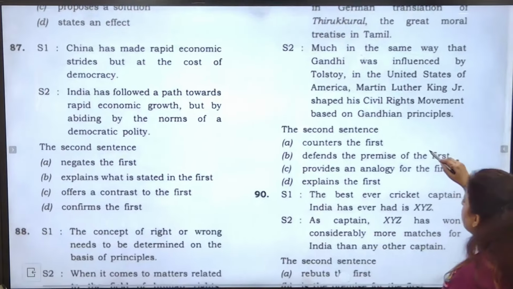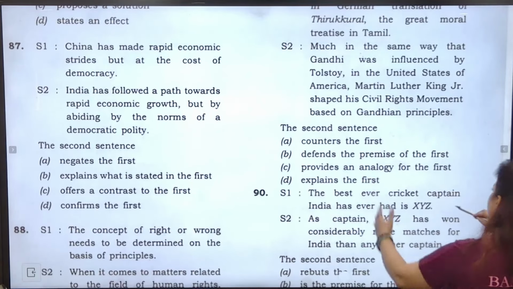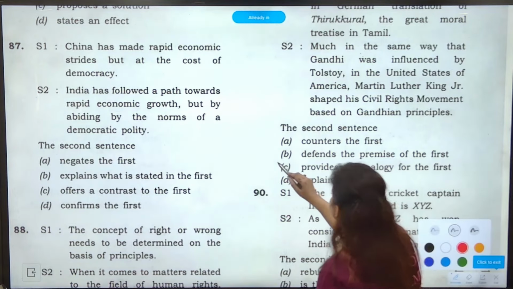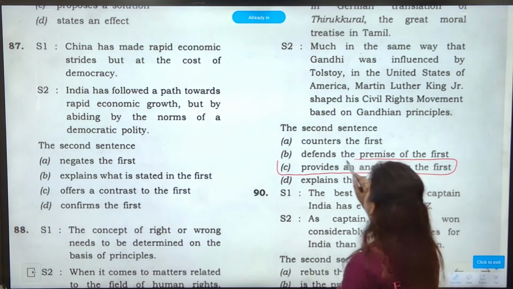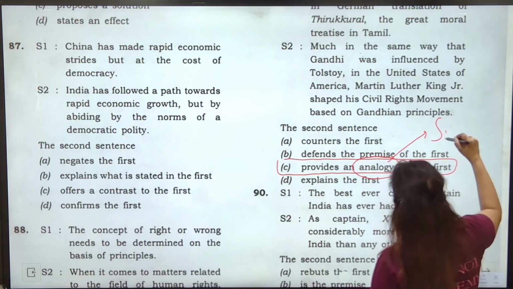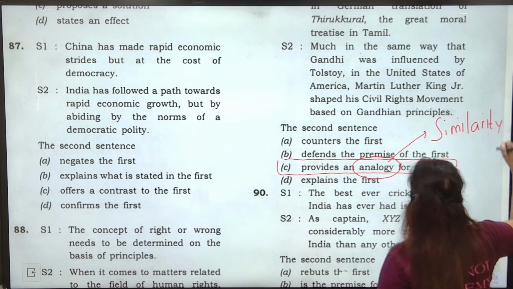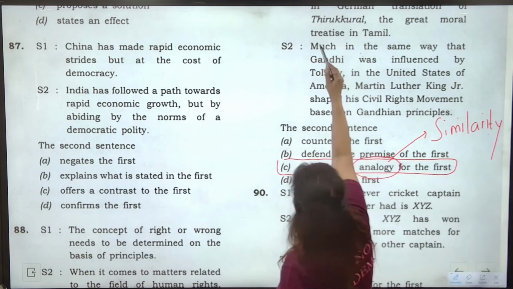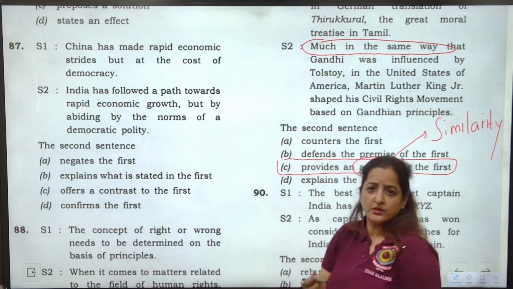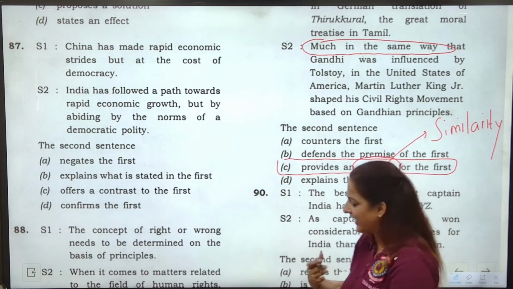It's not countering, it's not defending. Yeah, there it is. Answer is Charlie. It is providing an analogy. Analogy word का भी मतलब पता होना चाहिए ना. Analogy means similarity. बिल्कुल सिमिलैरिटी है तो सही, ये रहा much in the same way. तो जैसे वो उनसे इंस्पायर हुए, वो उनसे इंस्पायर हुए, एक एनालॉजी है यहाँ पे.